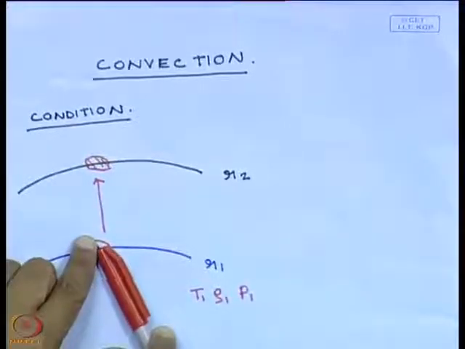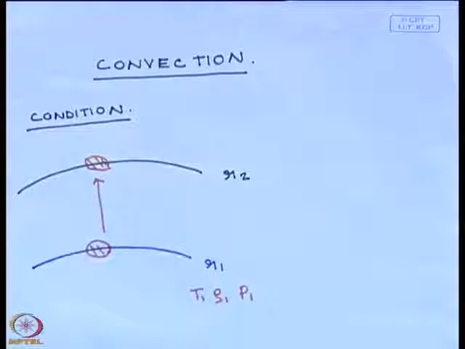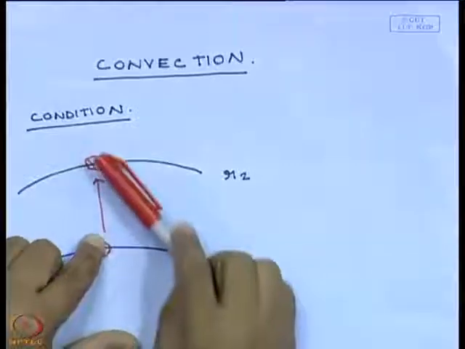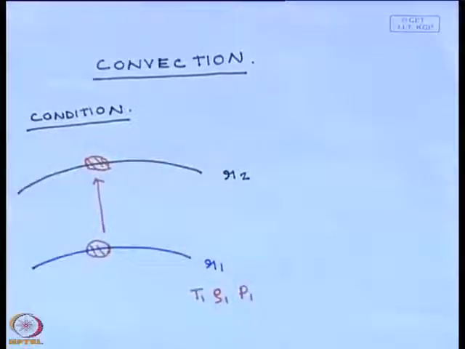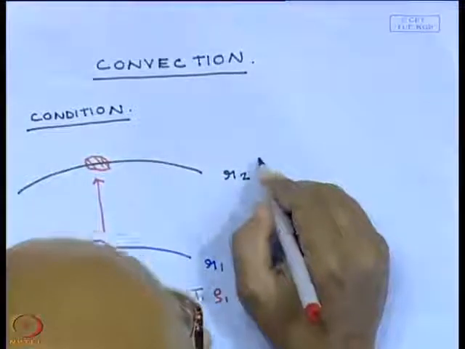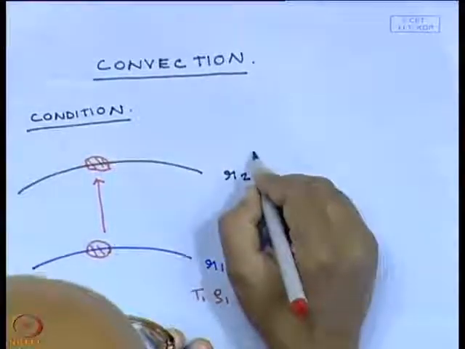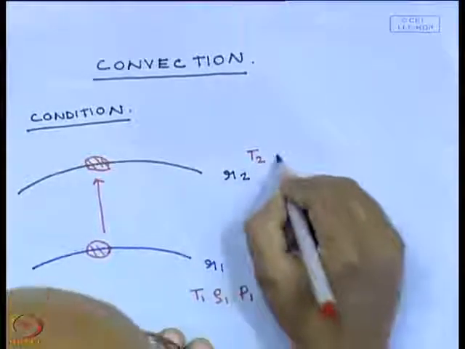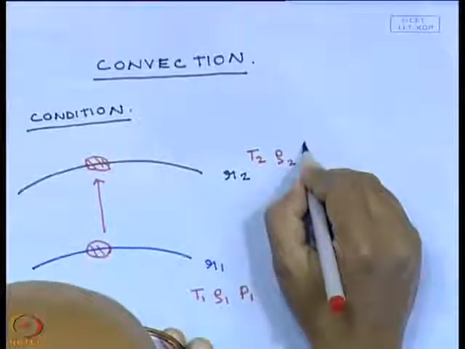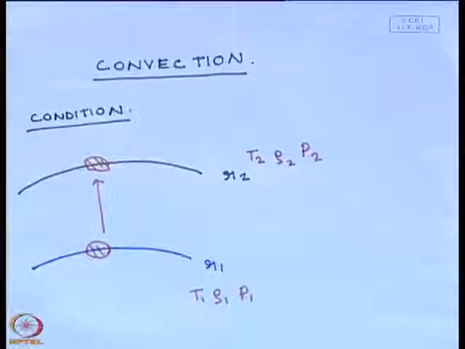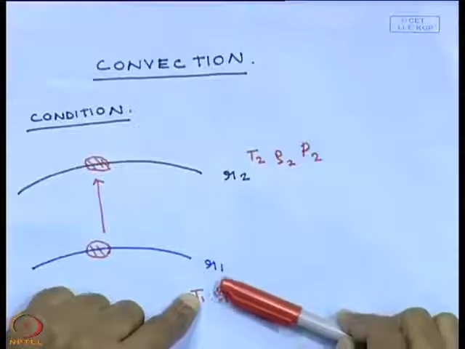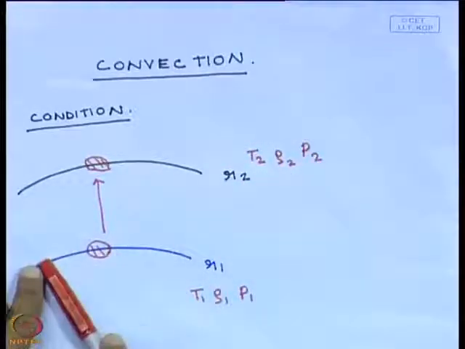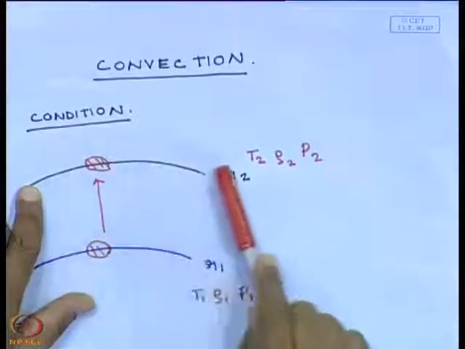Now, we know that the temperature falls as you go outwards, as the height increases. So, when the bubble moves from here to here, it moves to a cooler region, and the temperature outside is lower. Let us say that the ambient temperature of the surrounding is T2, it has density rho 2 and pressure P2. These are determined by the radiative transport of energy.